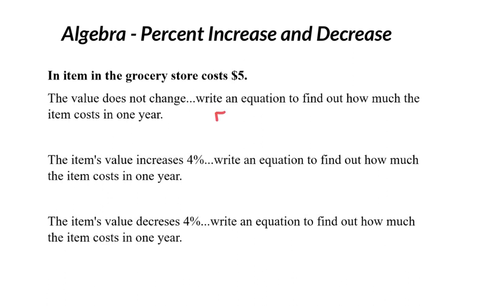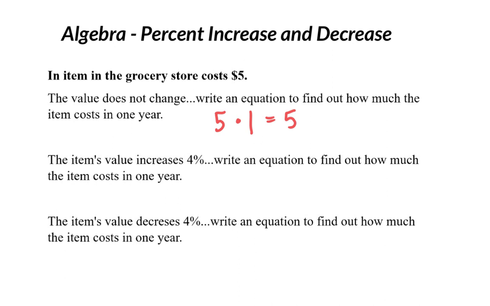So you say, well, it costs $5 now. To keep the cost the same, I multiply by 1, because that's the way we get something to maintain its value. Multiply by 1. Now, the next thing says the item's value increases 4%. Write an equation to find out how much it costs in 1 year.